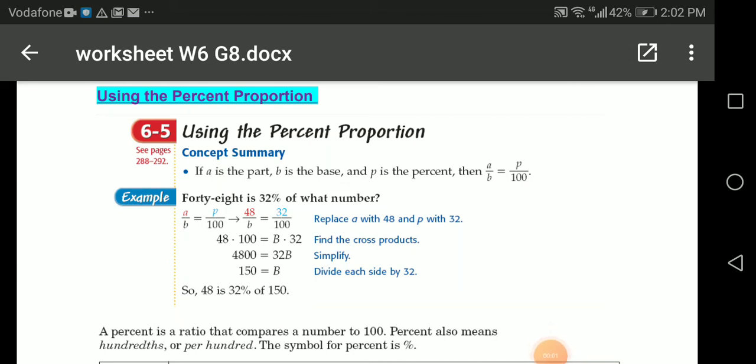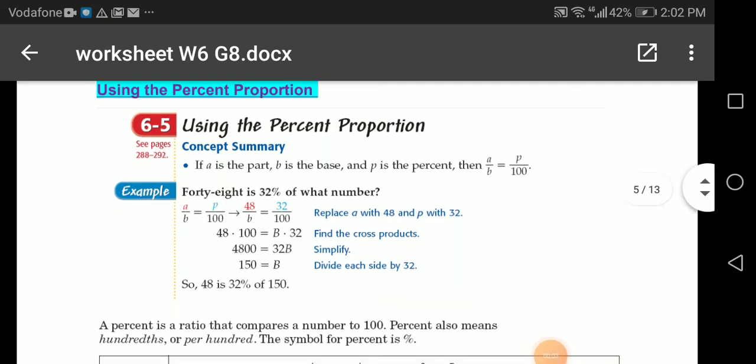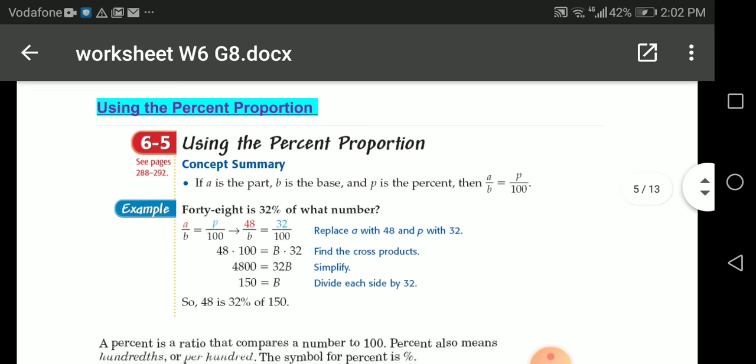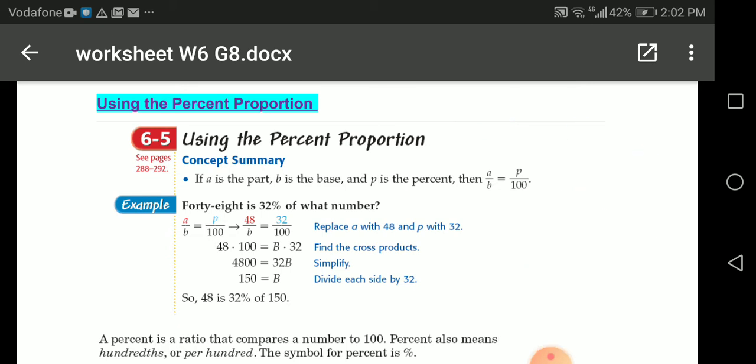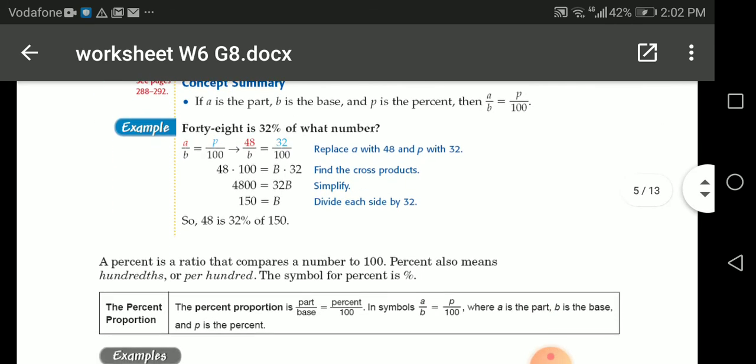I hope you're fine. Today we're gonna talk about the using of the percent proportion. Remember, if I have here A over B, it's here P, the probability over 100. Let's see this by examples, dears.